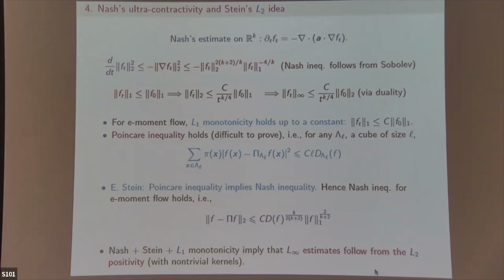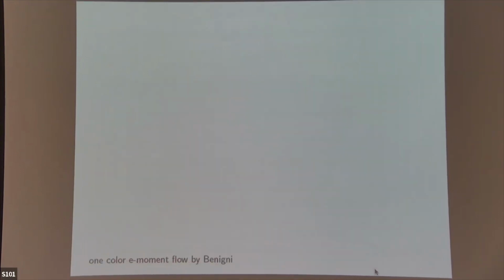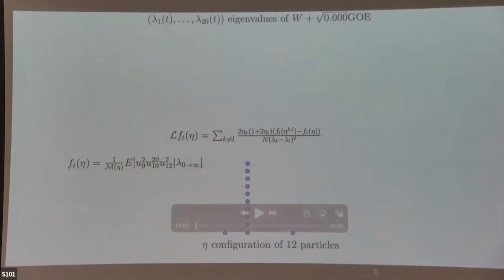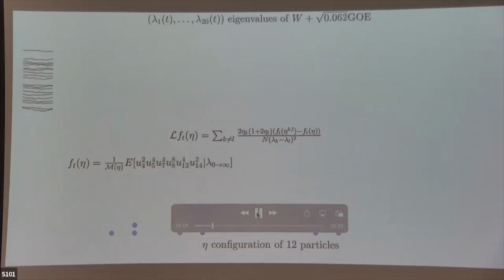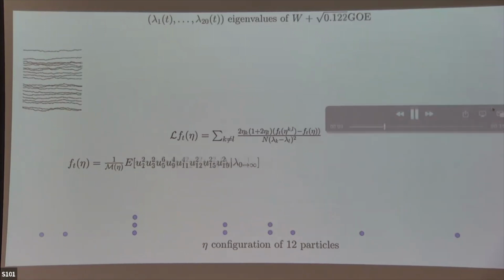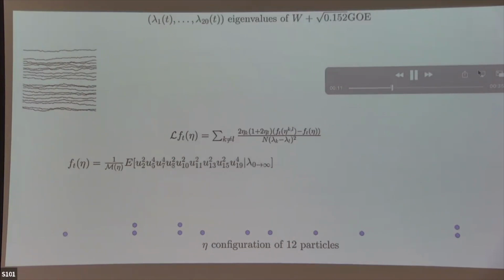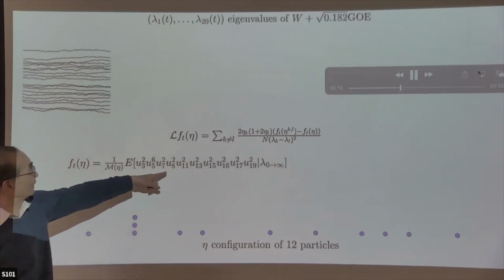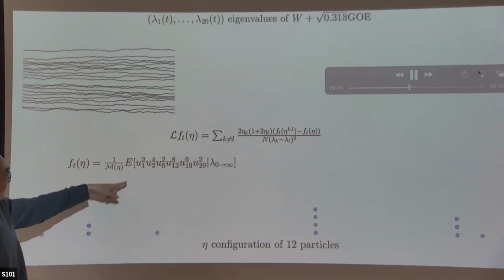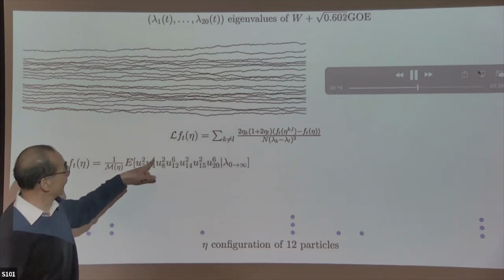And the other thing, I can show you the movie. This is the eigenvector, just one color. It's a movie of Benigni. He did this moment flow, but this moment flow just has one color. When you're seeing the movie, you're seeing the eigenvector moment flow, how it changed, and this particle, the location of the moments.